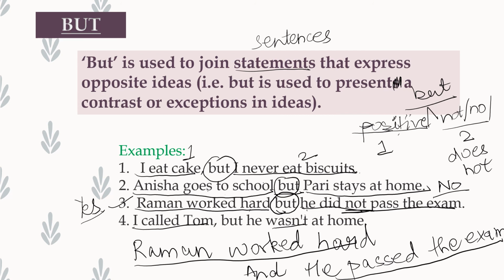So somebody called Tom, but he wasn't at home. So different things. Call Tom, they phoned him so that he would be at home, but he wasn't. So that's why, because they are expressing different meanings, opposite ideas, we have used but in it.